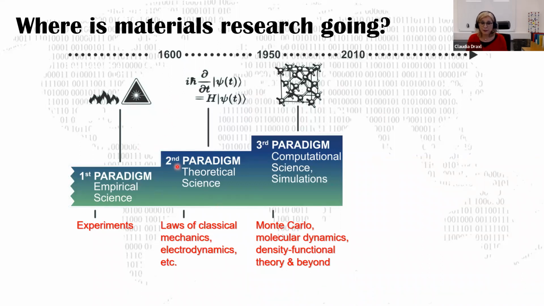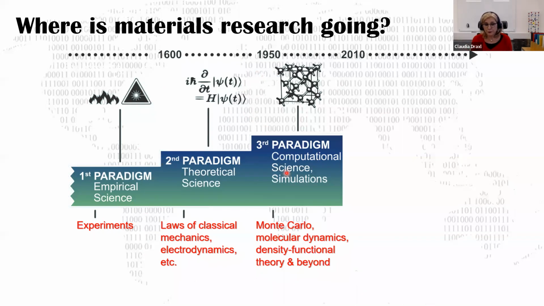So the second paradigm of material science research is the theoretical science. This is based on the laws of classical mechanics, electrodynamics, or what you see here on top, the famous Schrödinger equation. This is basically the workhorse of computational material science, which has been established in the last decades as a paradigm of its own.